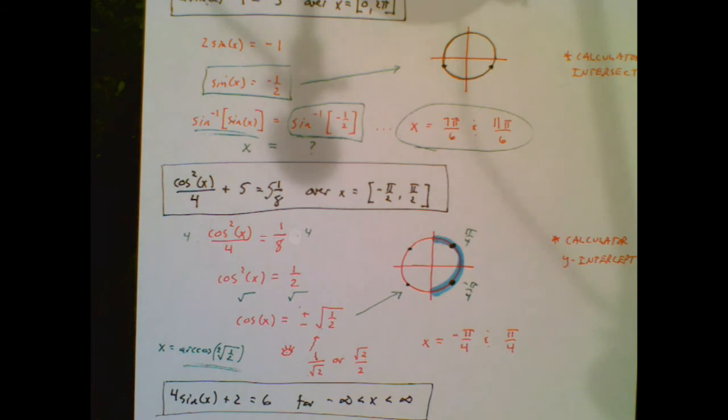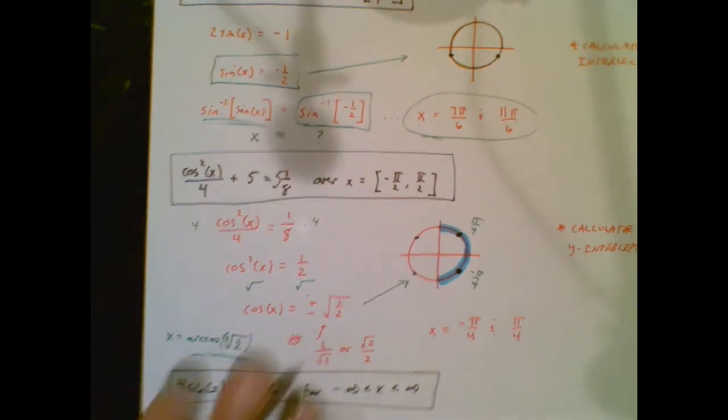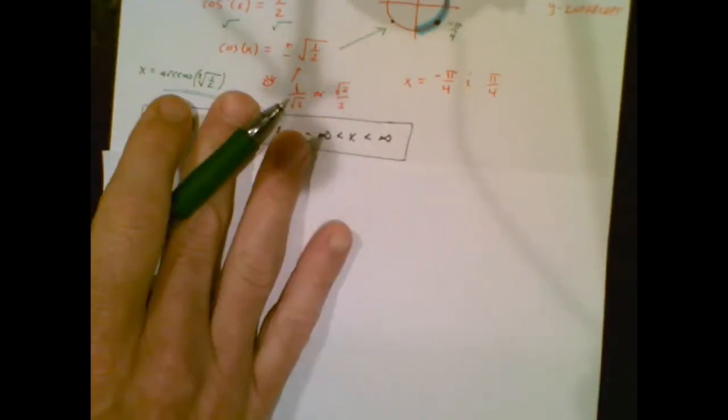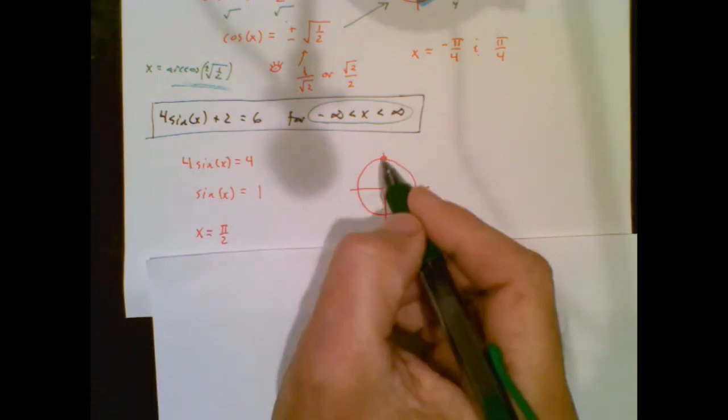And one final problem, and I'm using this one. Let me readjust here. I'm using this one to emphasize what happens if you have an infinite domain. Relatively easy equation. Move the 2 over, divide by 4, and we say, when does sine of x equal 1? Well, the sine of x equals 1 only at pi over 2.